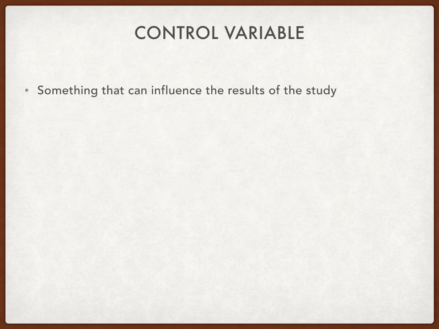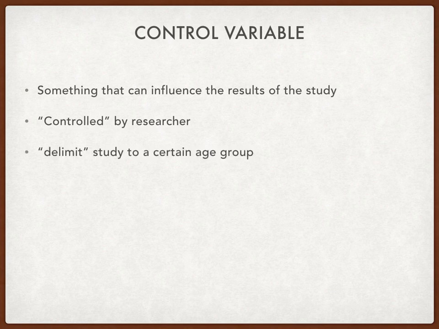Control variables. This is something that can influence the result of the study, and these are controlled by the researcher, meaning that we can delimit the study to a certain group. So we may control the independent variable to a specific type of research, specific type of exercise, a specific type of rehab, ACL rehab or prevention program, or any other things that we control throughout the study.